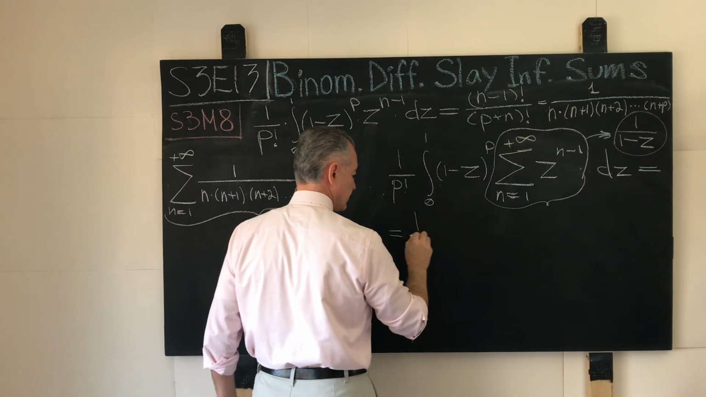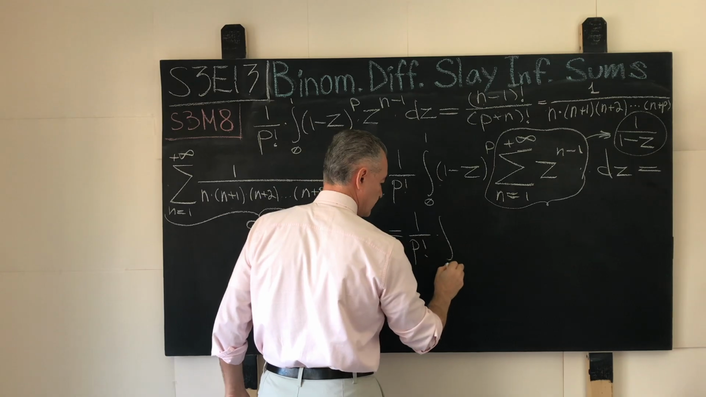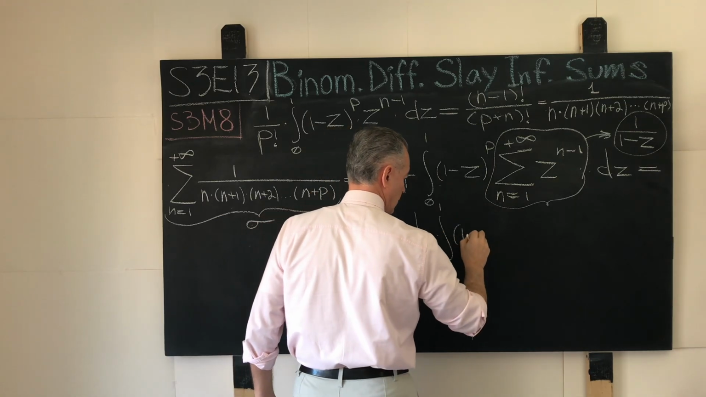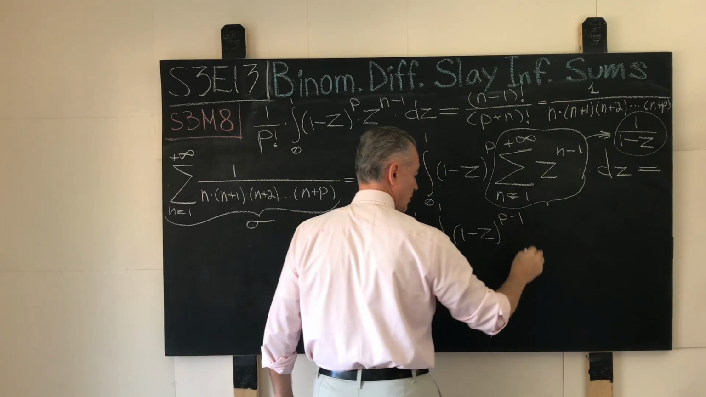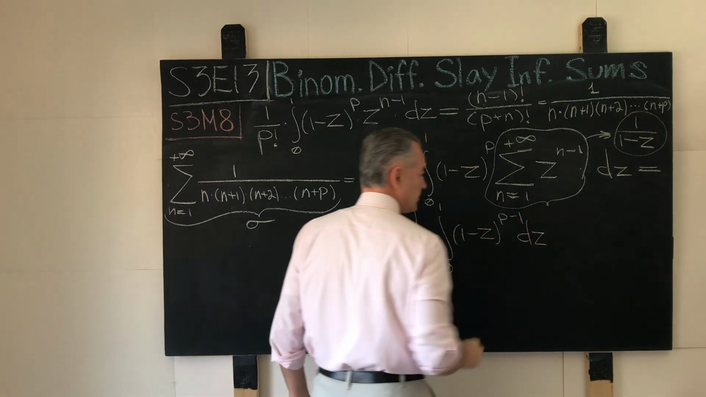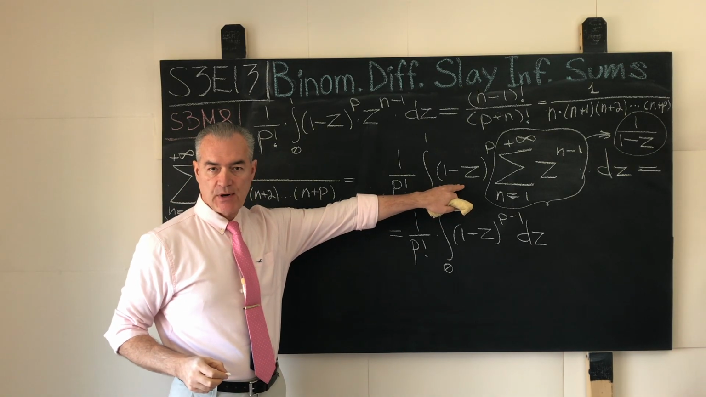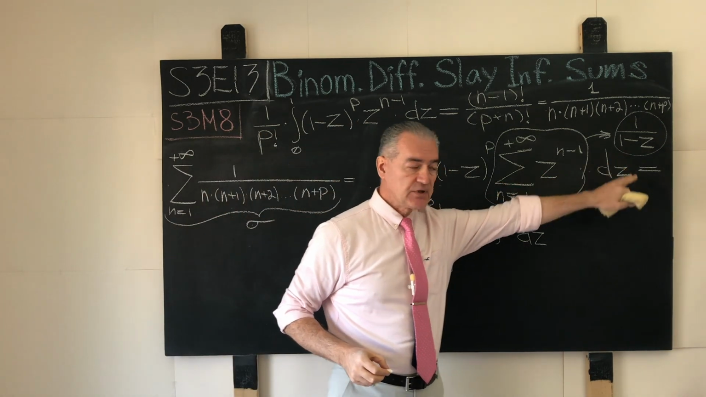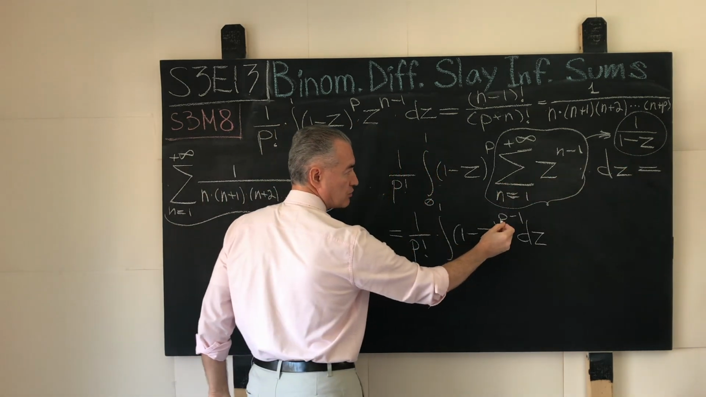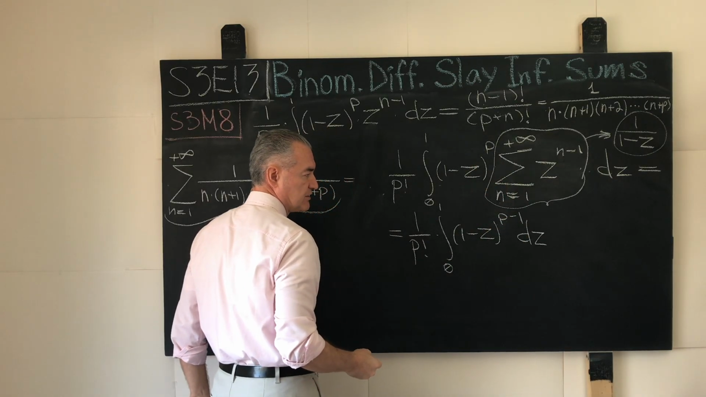We have the following result. 1 over p factorial times the integral from 0 to 1 of (1 minus z raised to the power p minus 1) dz. You see, we have 1 minus z raised to the power of p in the numerator, 1 minus z in the denominator. So we simply change the power from p to p minus 1. And how can we rewrite this integral?